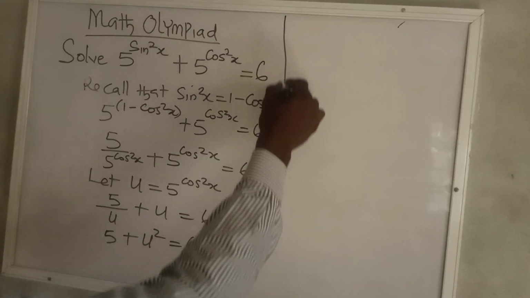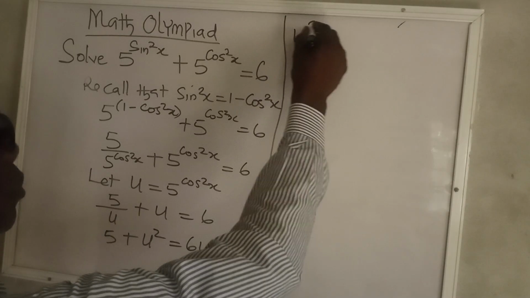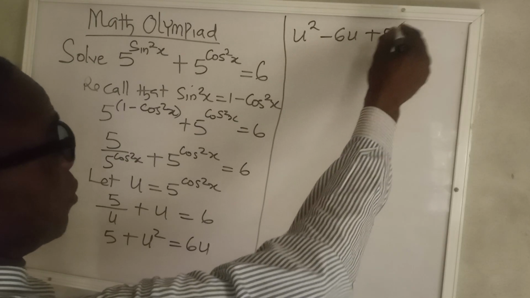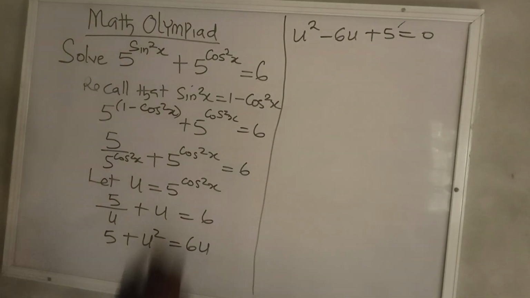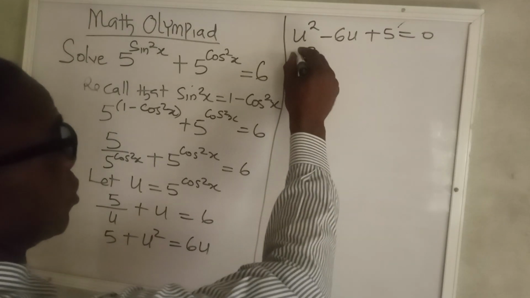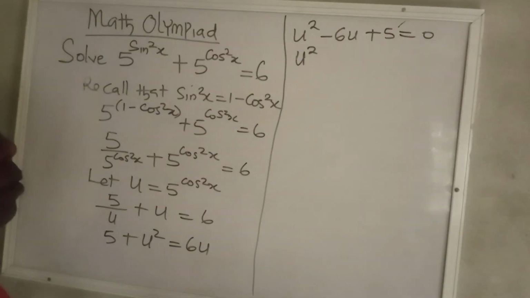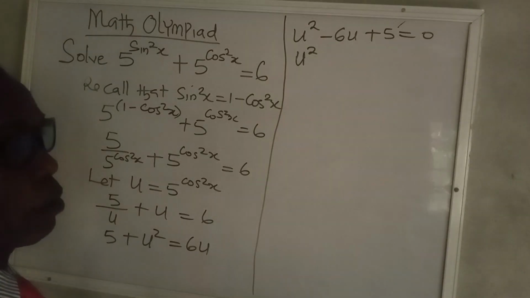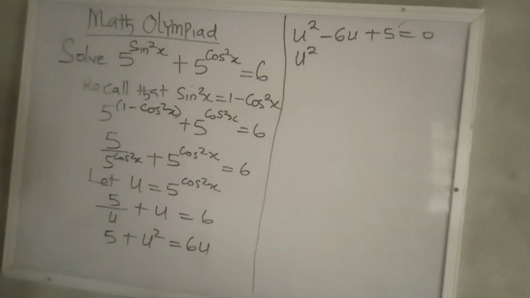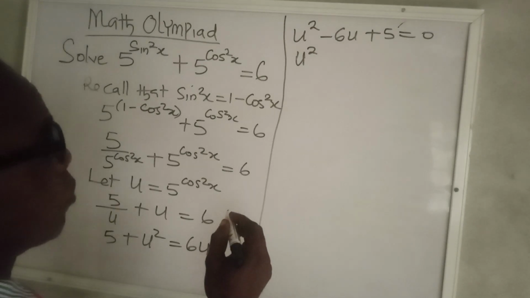Let's write it upward. That formula is u squared minus 6u plus 5 equals 0. This forms a quadratic equation. Quickly, we will analyze this. We have to obtain the factors of 5u squared, the product of the equation, which is 5u and u.